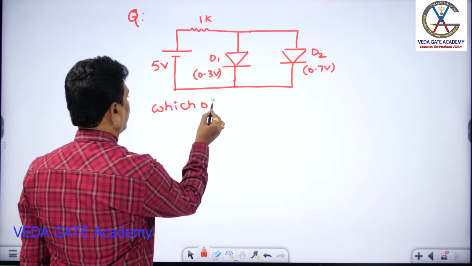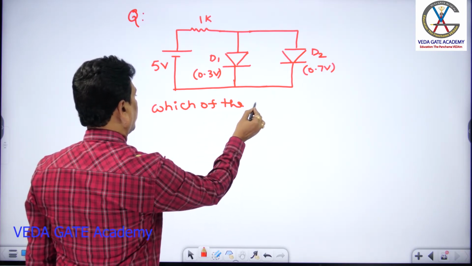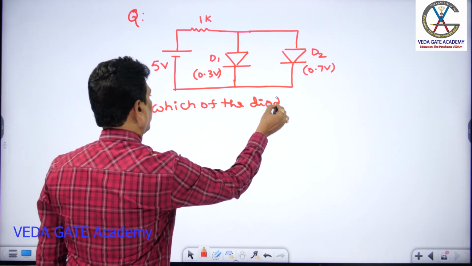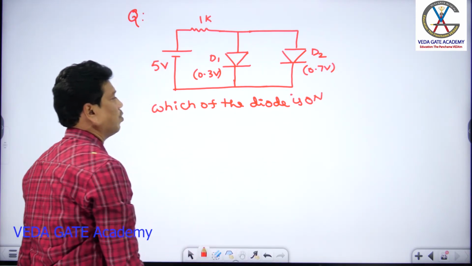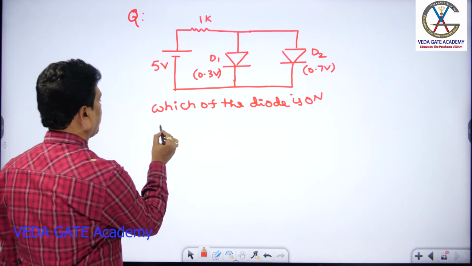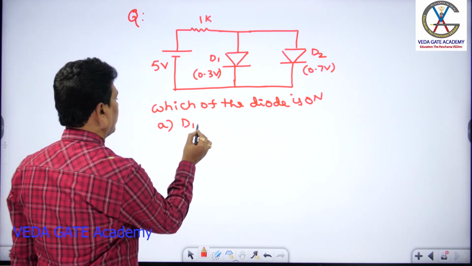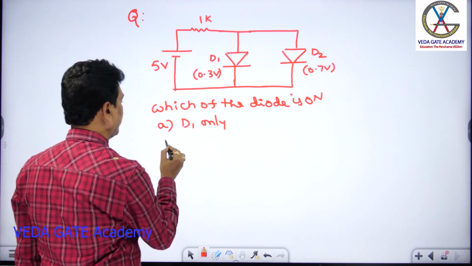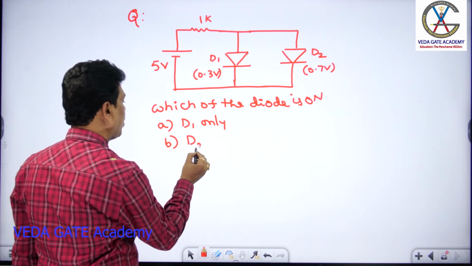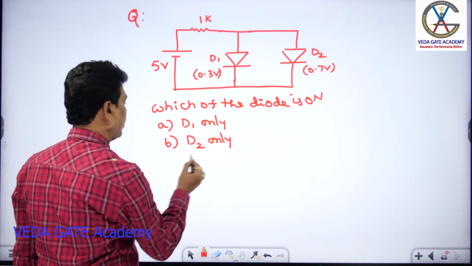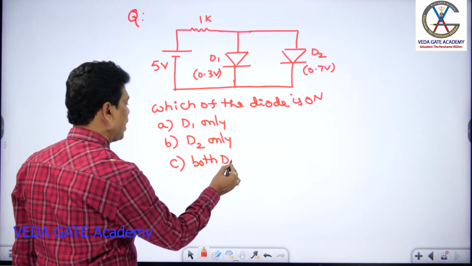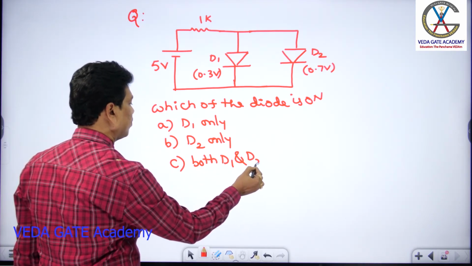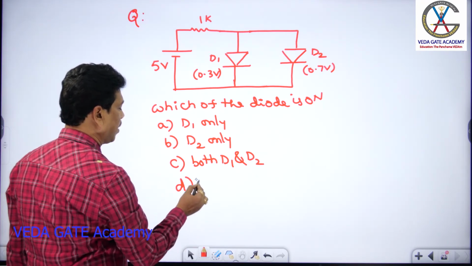Which of the diodes is on? Among these, which of the diodes is on? The options I have given are: D1 only, D2 only, both D1 and D2, or none of these.